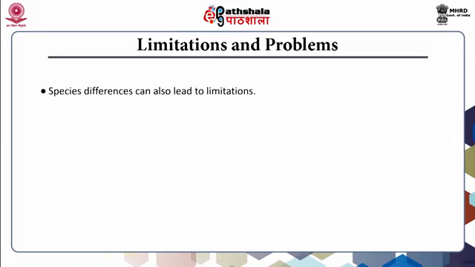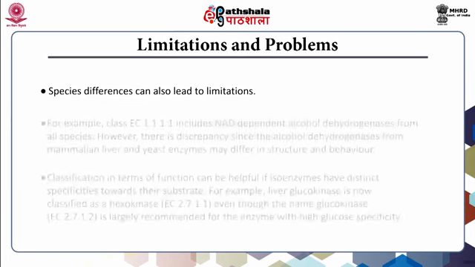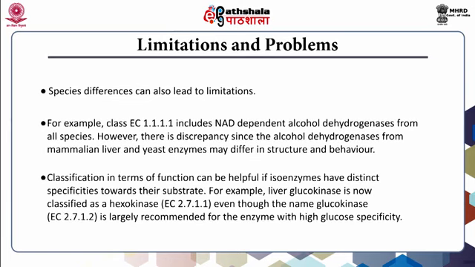Species differences can also lead to limitations. For example, the class EC 1.1.1.1 includes NAD dependent alcohol dehydrogenases from all species. However, there is a discrepancy since the alcohol dehydrogenases from mammalian liver and yeast enzyme may differ in structure and behavior.